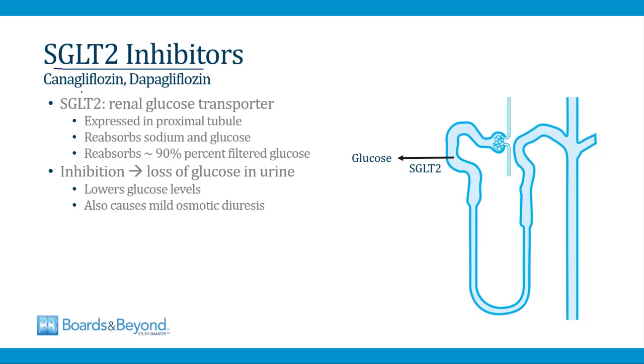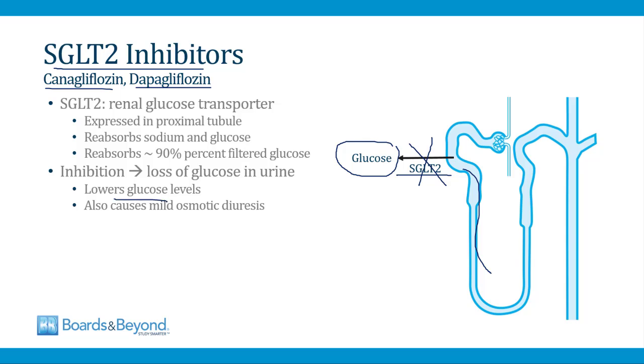Drugs in this group include canagliflozin and dapagliflozin. So SGLT2 is a renal glucose transporter. It's expressed in the proximal tubule and it reabsorbs sodium and glucose. And it's responsible for reabsorbing about 90% of the filtered glucose at the nephron. So if you inhibit this transporter, glucose will go out in the urine and that will lower glucose levels.